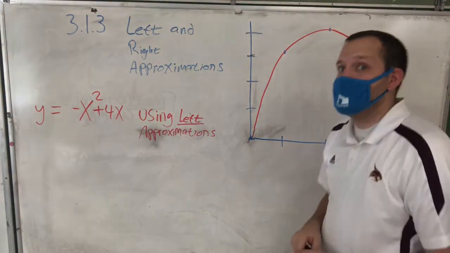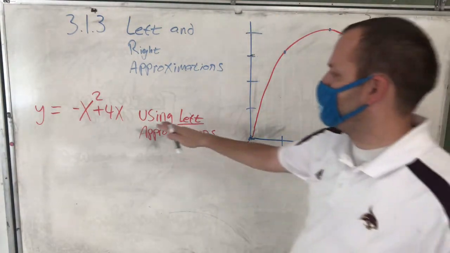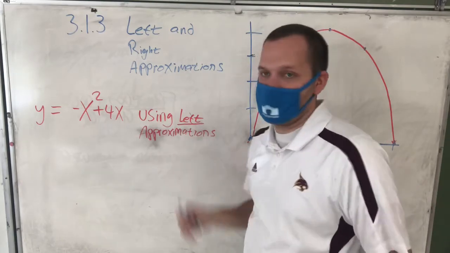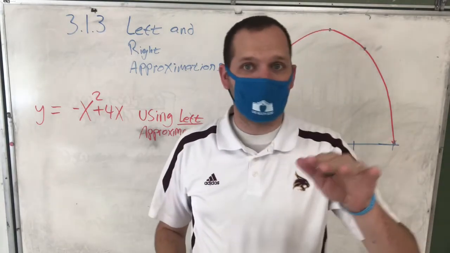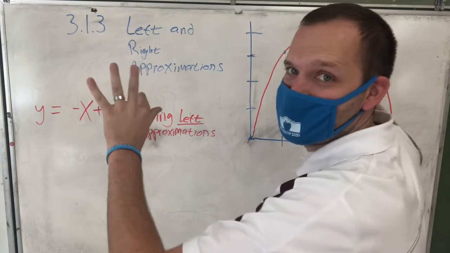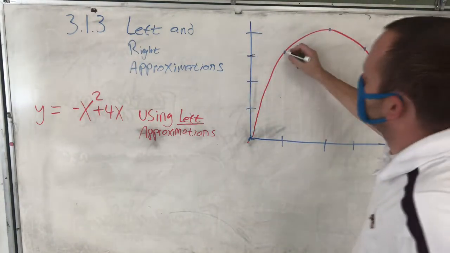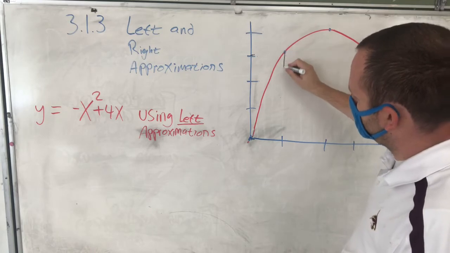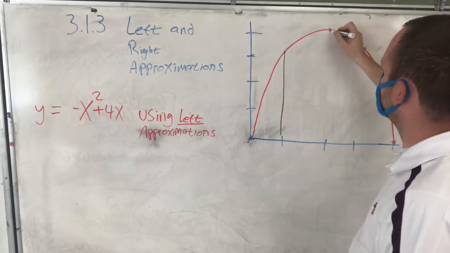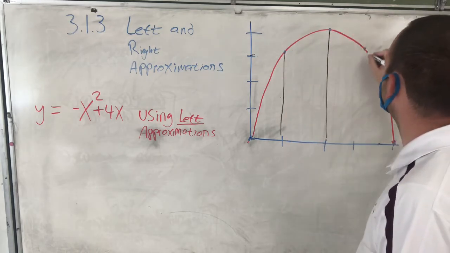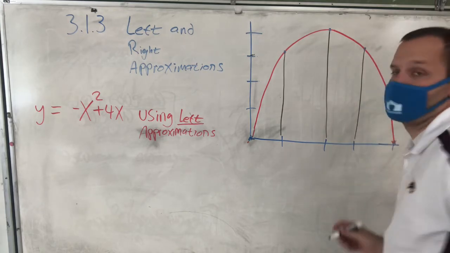So here we go. When we are doing these, let's do one where we're trying to use left approximations. There are left approximations, and there are right approximations. With the left approximation, what I always start off doing is I draw a line down from each of these dots. So I've got it separated into the different columns.